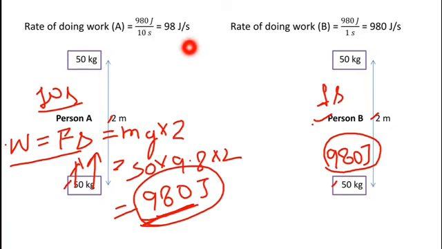So it is clear that person B can spend 980 joules every second, but person A can spend only 98 joule per second. So we can say person B has more power. Now here we have introduced a term, power. So power in physics means rate of doing work. Rate of doing work is defined as power. It means the person who is doing work at a faster rate has more power.